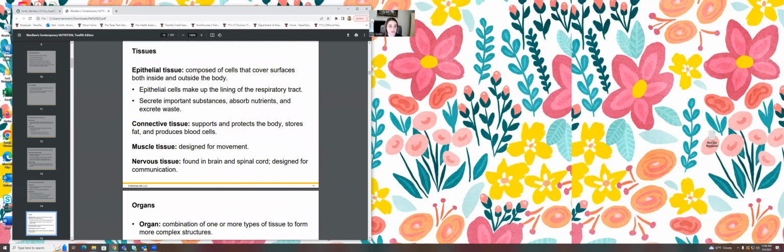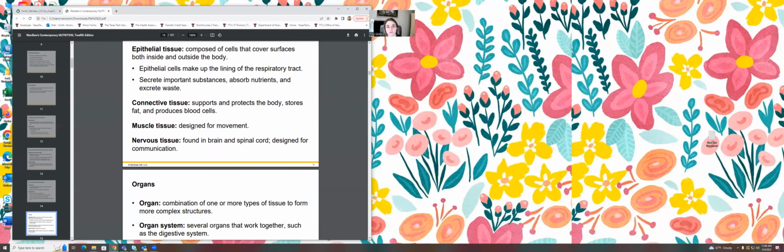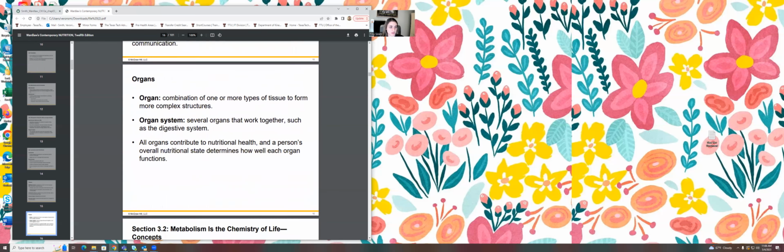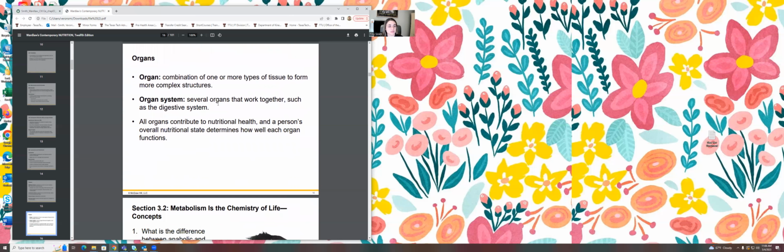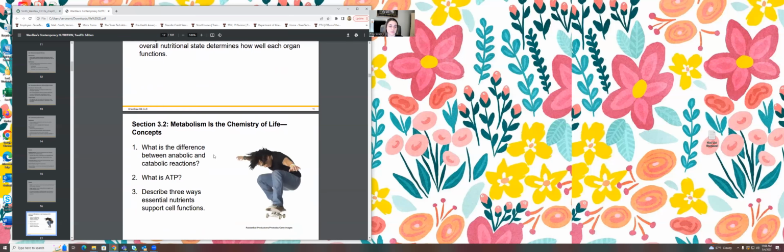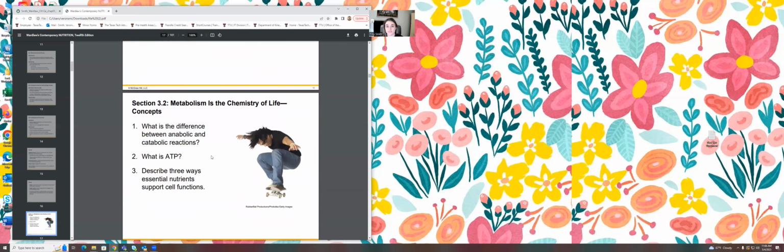So tissues, we do have a lot on tissues as well. We're going to look at different tissues, like your muscle tissue designed for movement, connective tissue that supports and protects the body, and nervous tissue covering your nervous system. Different things on organs: you want to be familiarized with organs, what they do, the organ system. We're really going to go over body functions and how your organs move everything.